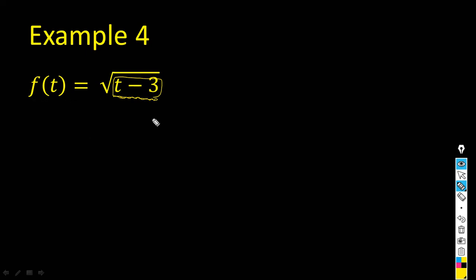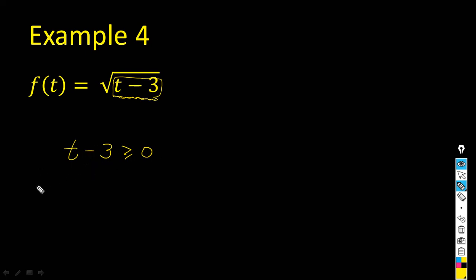So how can I calculate the domain? Okay, in this way. What I'm going to do is this. I'm going to write t minus 3 is greater or equal than 0. When I write this, it is called an inequation. And what I'm asking mathematics is, what are those values of t such that t minus 3 is greater or equal than 0? And by solving this inequation, I can find those values.